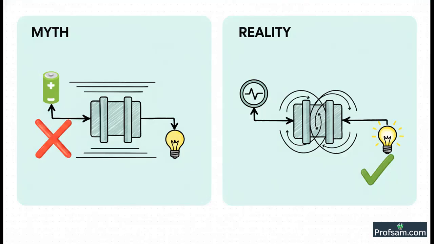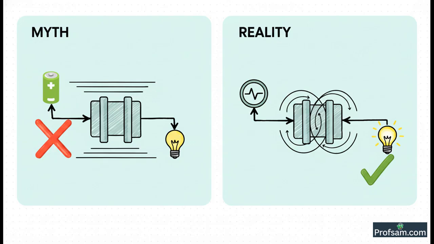The biggest myth, the number one mistake, is thinking that a transformer can work with DC, like a battery. No, this is completely 100% wrong. A transformer's entire principle is based on a changing magnetic field. Direct current from a battery is constant. It doesn't change, so the magnetic flux it creates is also constant. This means the rate of change of flux, d phi by dt, is 0. And if d phi by dt is 0, there is no induction. The output voltage will be 0.